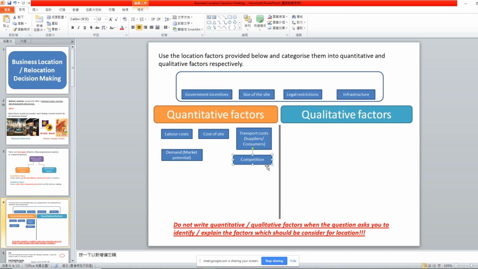So competition. At the end, whether it is quantitative or qualitative, they are just facilitating your thinking. At the end, you are going to use the points, all the boxes here, in your answers.